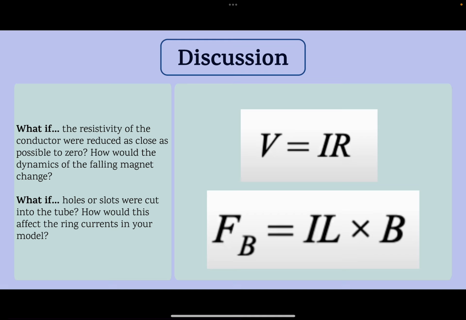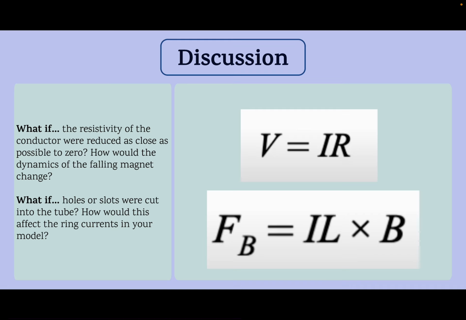To further this discussion, the question, what if the conductor's resistivity were near zero, was posed. According to Ohm's law, it implies that with very low resistance, the induced current would greatly increase, and a higher current would result in a stronger magnetic field opposing the fall, potentially slowing the magnet even further. And the second question, what if holes or slots were cut into the tube? This would disrupt the ring currents, reducing the magnetic damping force. And also, if the holes were asymmetric, it could introduce rotational torque, causing the magnet to spin as it fell.